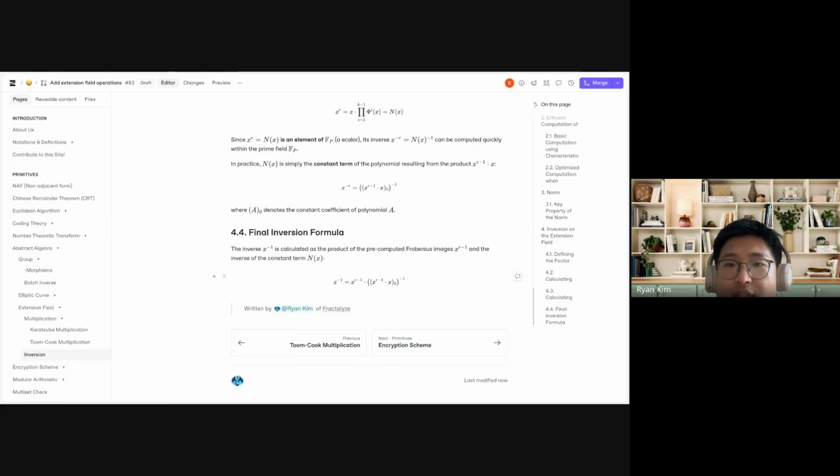This is a principle that is used by, I guess, the quartic extension field, and not only the quartic extension field, but I found that the cubic extension field inversion is also using this algorithm.